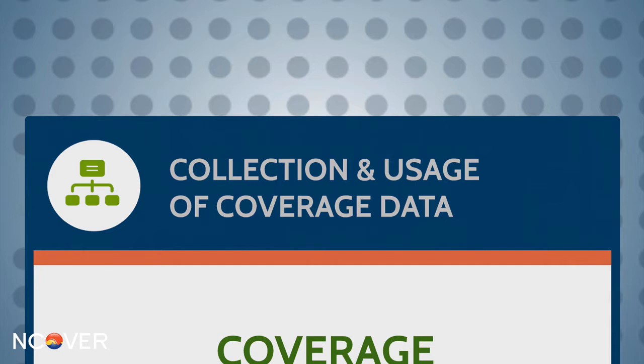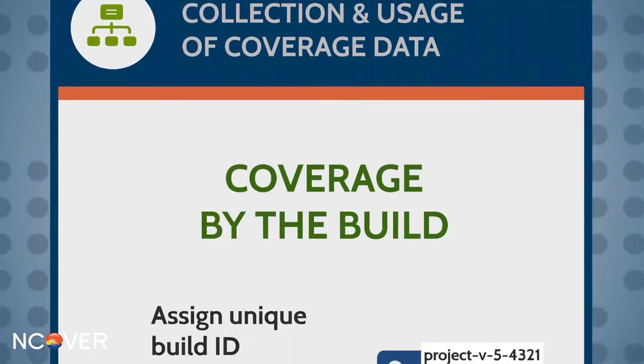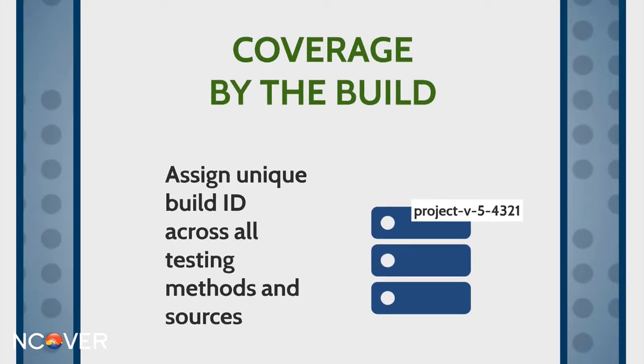The first of these best practices is the collection of coverage by build ID, assigning a unique build ID. This helps to ensure that your tests and your results are accurate. In NCover, there are a couple of ways to accomplish this. The build ID can be set in the global machine environment using the NCover build ID setting, or by using the build ID parameter on the NCover run command.